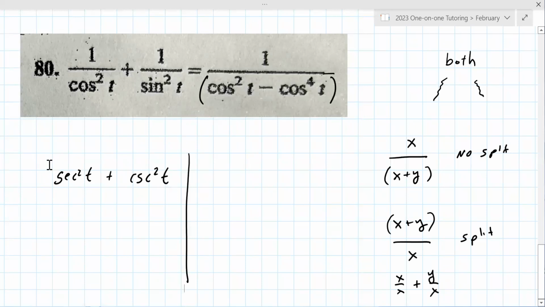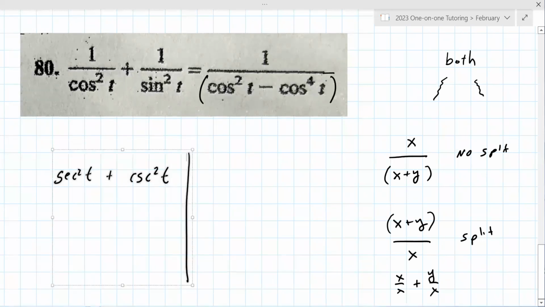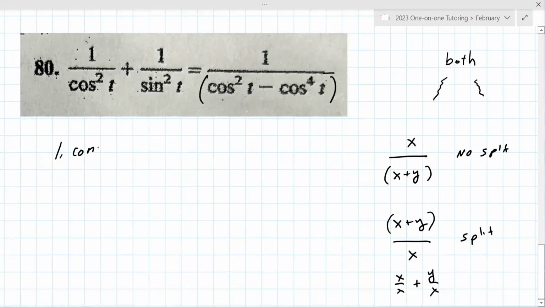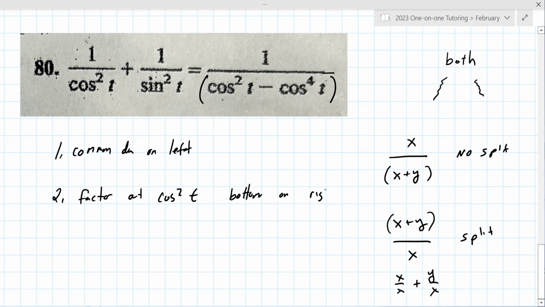So here are some suggestions. I'll give you two suggestions here. One is to make a common denominator on the left. The second is to factor out a cosine squared t from the bottom on the right. You may have to do both of these, but you at least need to do one of them to get kind of going. Does either of those mesh with you or make you say, oh yeah, that makes sense to me, I should do that one?